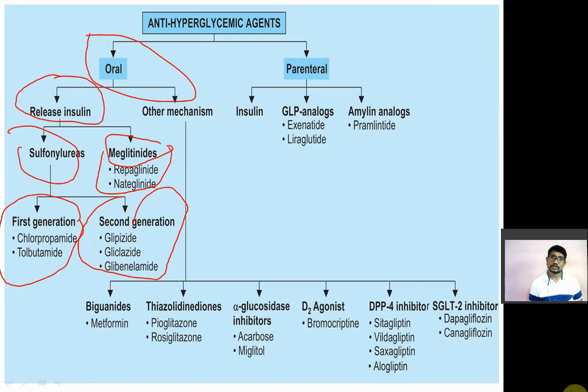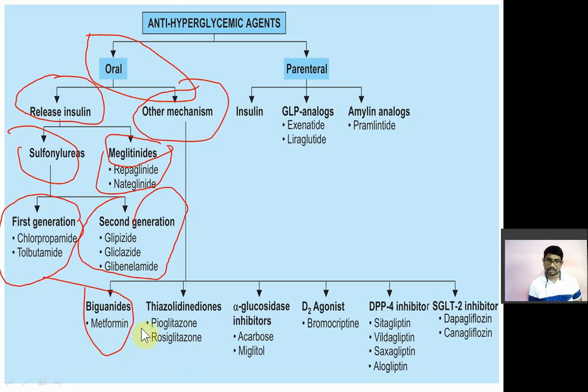Now these are the insulin releasers. Again I am repeating, okay. Those drugs which act by a different mechanism, for example, the first one is the biguanides. In this we have metformin and phenformin. They are AMPK agonists, AMP kinase agonists.